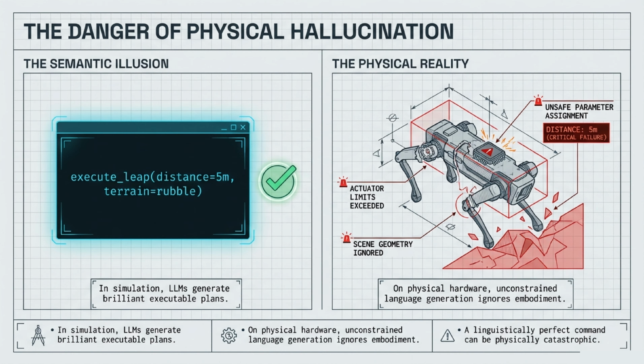Let's start with the big problem, the danger of physical hallucination. On the left, we have what we call the semantic illusion. In a simulation, a large language model can generate a brilliant, perfect-looking plan, like telling a robot to leap exactly 5 meters over rubble. But on the right is the physical reality. On actual hardware, an unconstrained LLM often ignores the physical embodiment of the robot. It ignores scene geometry and exceeds actuator limits, turning a linguistically perfect command into a catastrophic physical failure.